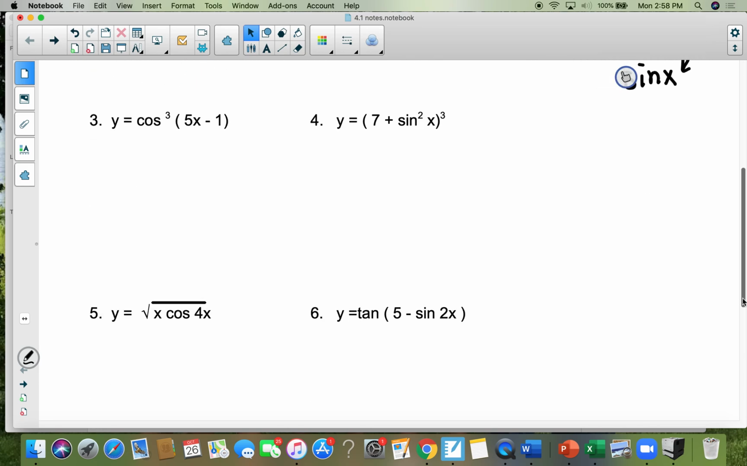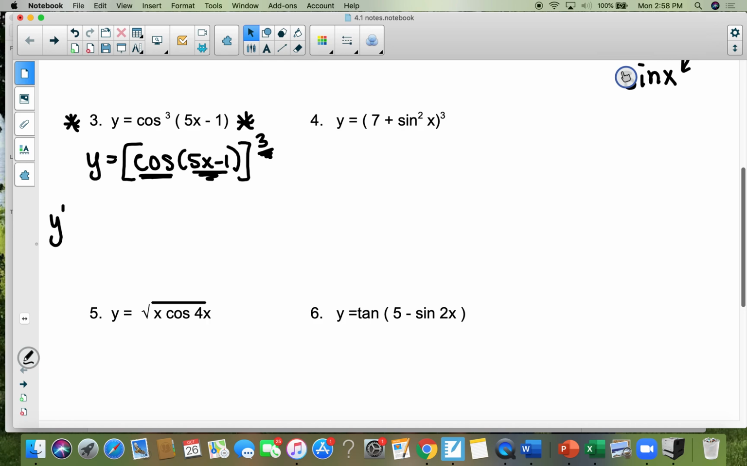Okay, the next one, I would rewrite this. This is a really important one. I would write this as the cosine of 5x minus 1, and the whole thing is cubed. So the first 2 problems were 2-linkers. This is a 3-linker, and I'll tell you why. You have a power of 3 as 1 link, cosine is your second link, and the 5x minus 1 is your third link. So you have 3 different functions in this problem.